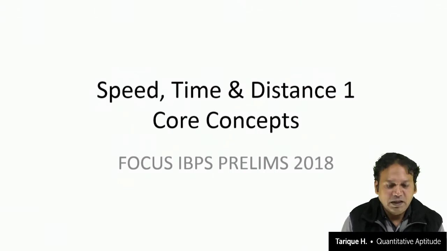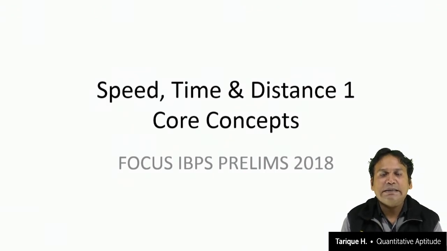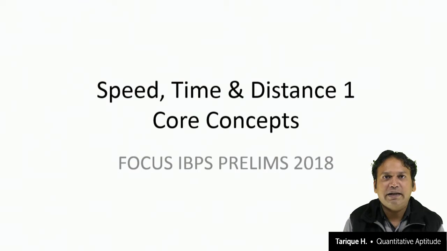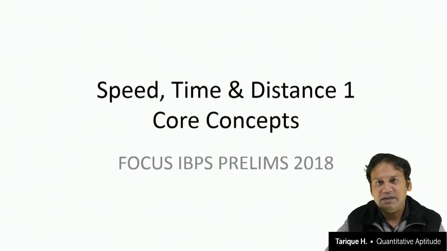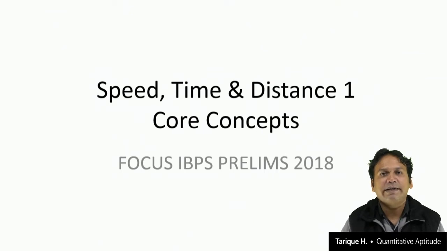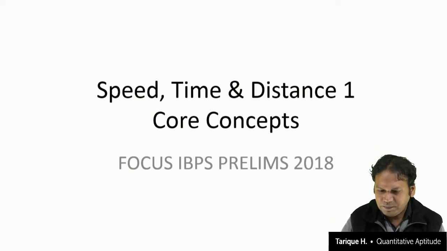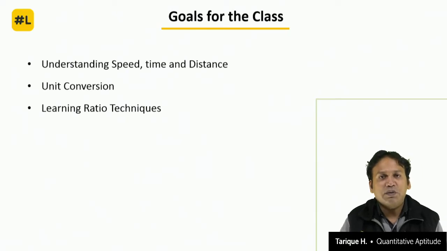At the right time. So today we are going to discuss and start with the topic of arithmetic, that is called speed, time and distance. Speed, time and distance is one question type that you can find around 1 to 2 questions in the prelims paper as well as the mains paper of IBPS PO examination.